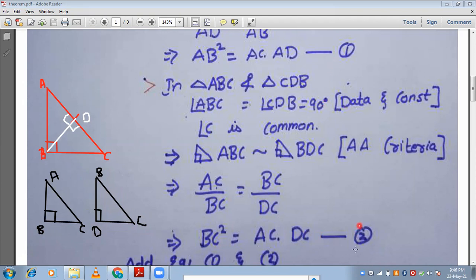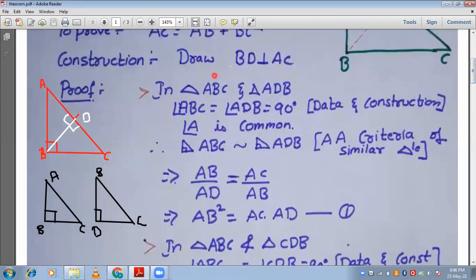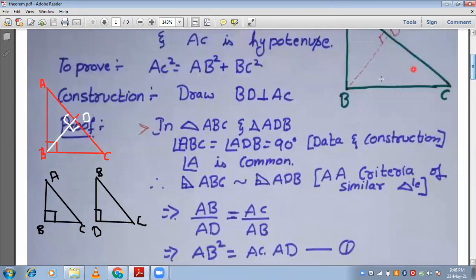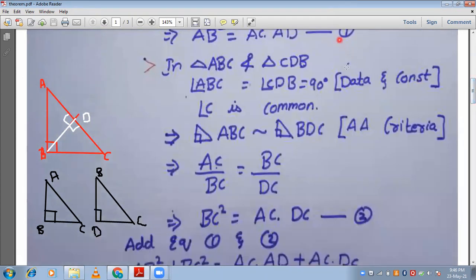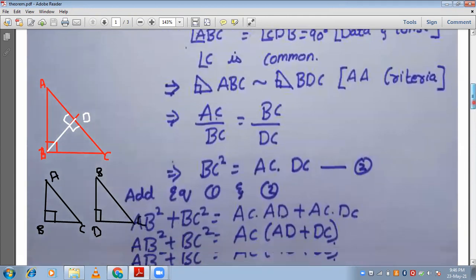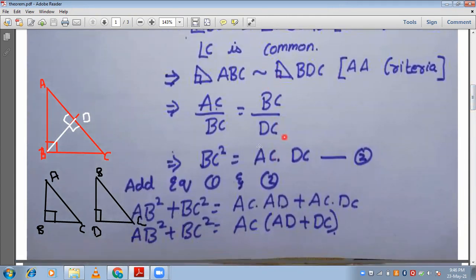This is equation 1 and equation 2. Observe the LHS: AB square, BC square. What do we need to prove? We need to prove AB square plus BC square. In the middle, what is there? A plus symbol is there. So add equation 1 and 2, LHS to LHS and RHS to RHS. AB square plus BC square is equal to AC into AD plus AC into DC.